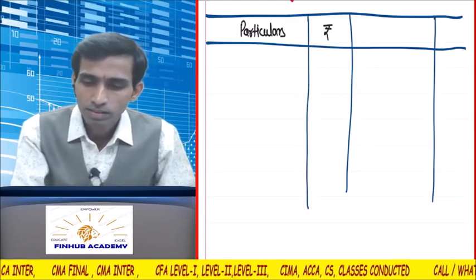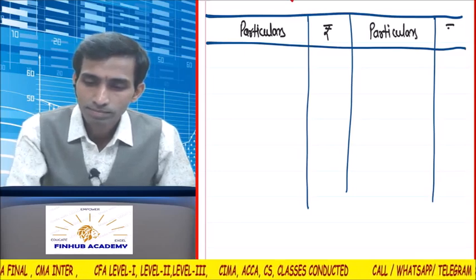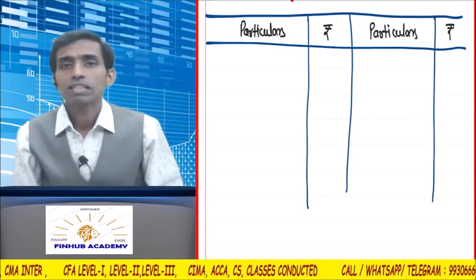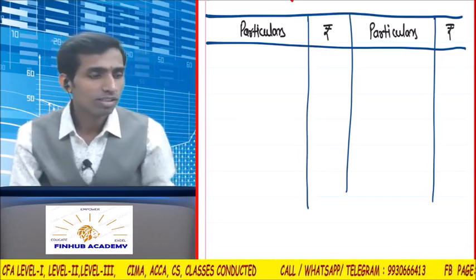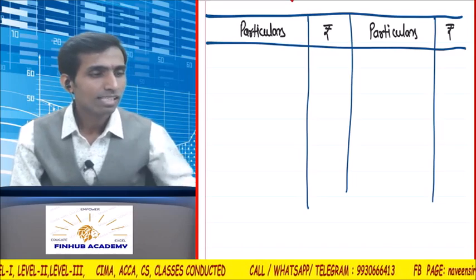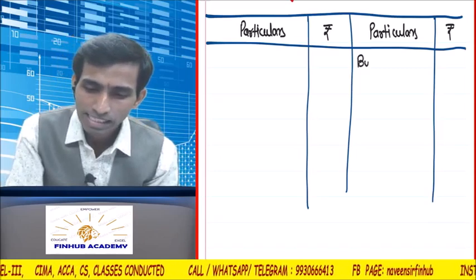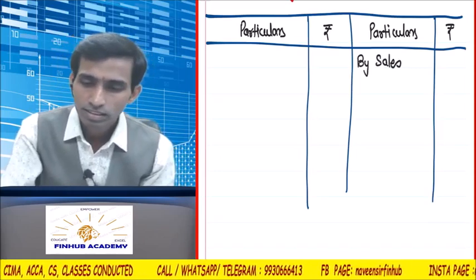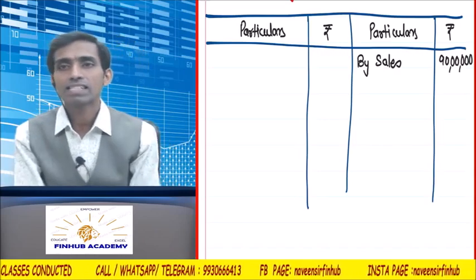Rupees. Particulars. Rupees. Okay. Now tell me, listen carefully. In the question, first line is what? Sales. So where you will write the sales? Credit side, by sales. How much? 90 lakhs. Correct? 90 lakhs, I have written.